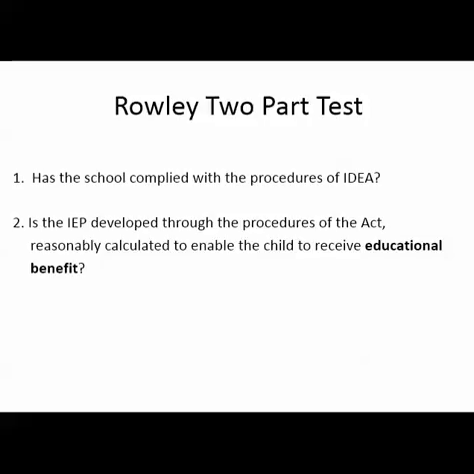The second question, is the IEP developed through the procedures of the Act? Is it reasonably calculated to enable the child to receive educational benefit? Are they getting something out of their education? Was it developed in accordance with the regulations? Were all the parts there? And we're going to get in depth to those regulations as we move through the class. Was the IEP implemented the way it was written? Is the child making measurable progress? And how do you determine that?